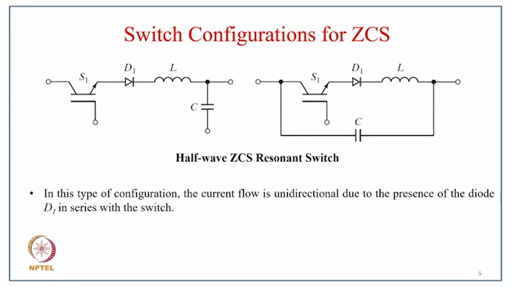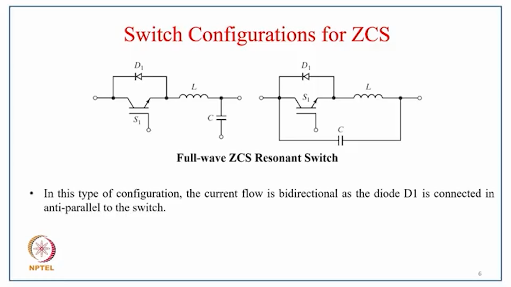So you can just see here the half wave resonant switch. Here you can see the same concept, that the capacitor is connected in parallel at the output, after the inductor, where the switch, inductor and diode are connected in series with the capacitance across it. So in this type of configuration, the current flows unidirectionally due to the presence of the diode, and D1 is in series with the switch.